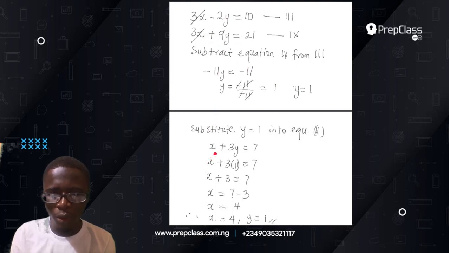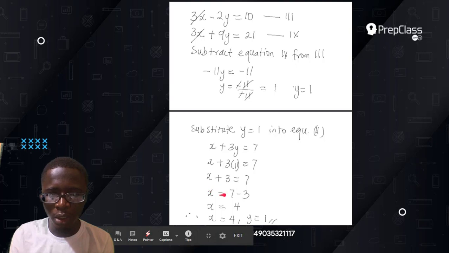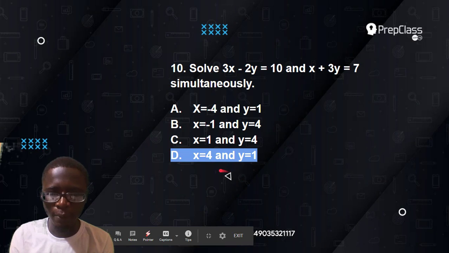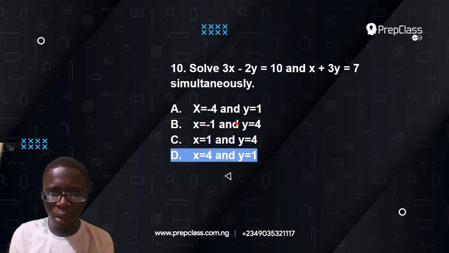So looking at equation 2, x plus 3y is equal to 7. Since our y is 1, we put 1 here. So it means x plus 3 times 1 is equal to 7, which means x plus 3 is equal to 7. So x is equal to 7 minus 3, and that means our x is equal to 4. So x is 4 and y is 1. This is option D.